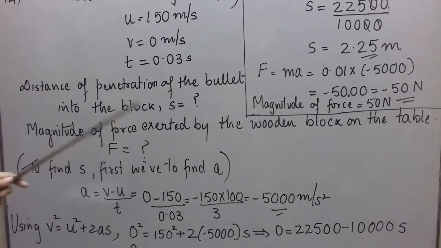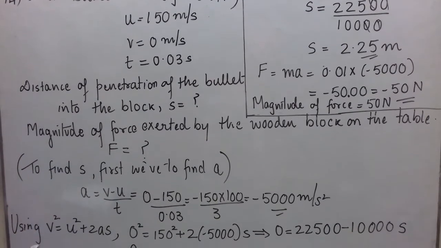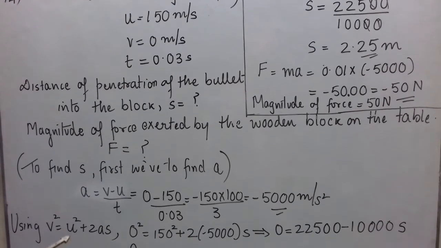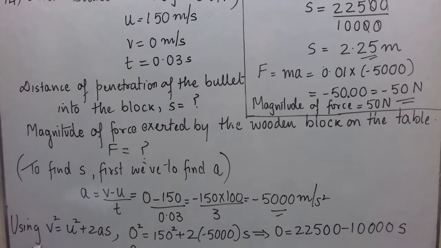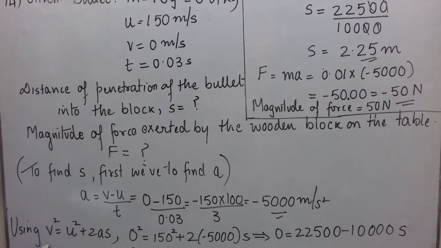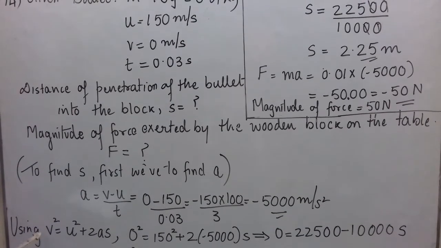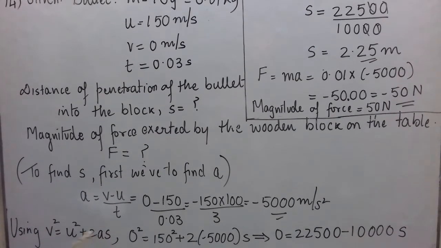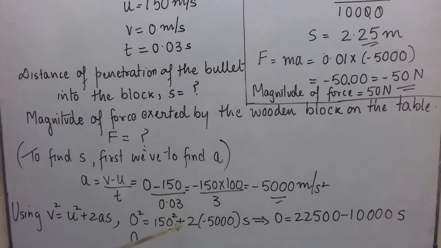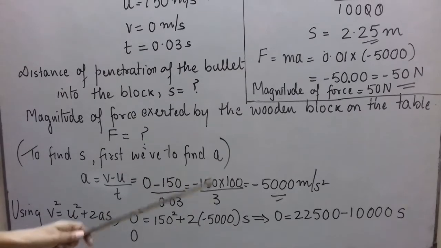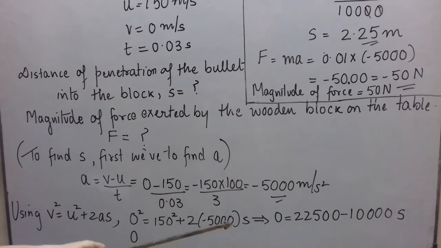Okay, now we'll find s. We can use either the second equation of motion or the third. For second, s is ut plus half at square. For the third equation of motion, we don't have t, but anyway we can use any equation of motion because we have all the values here. So I'll prefer the third equation of motion, v square is u square plus 2as. Put the value of v, 0 square, is 150 square plus 2 into a, which is minus 5000, into s. Which means that 0 is equal to 150 square.